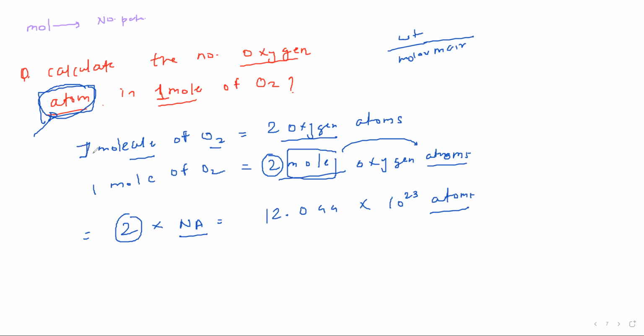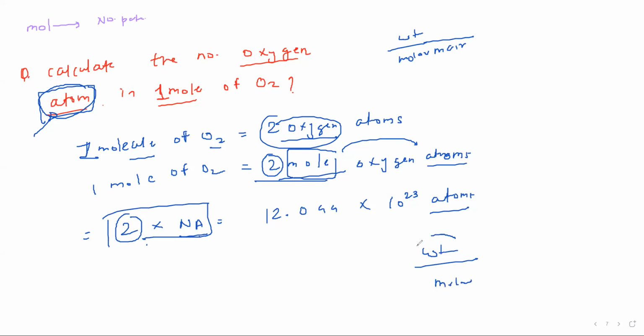One molecule contains how many atoms? Two oxygen atoms. If they ask for atoms, just understand one molecule contains two atoms. So 1 mole of oxygen contains 2 atoms, so 2 into NA will be there. This is a simple conversion. If you do it via weight upon molar mass, right? But tell me, have they given you weight? No, right? So the only method remaining is this one.